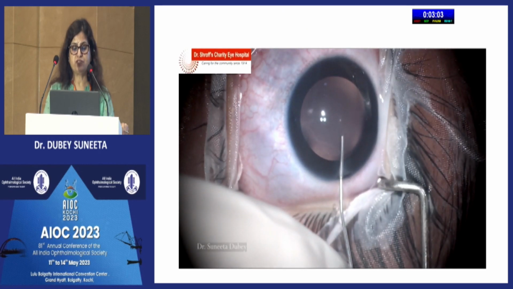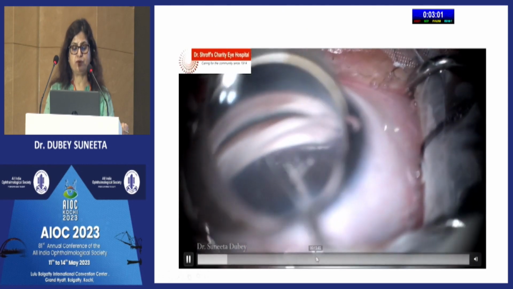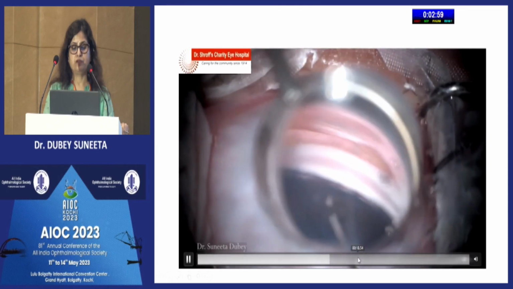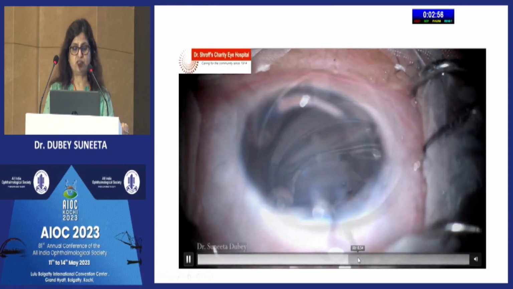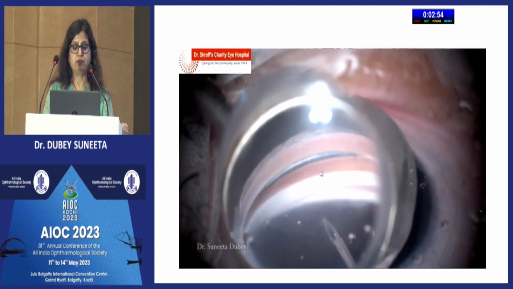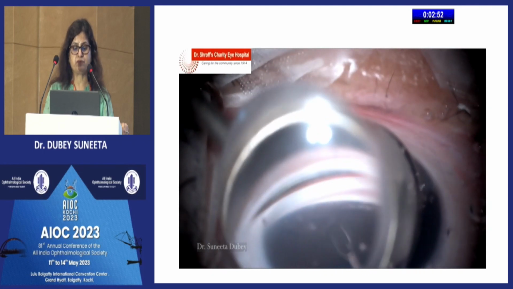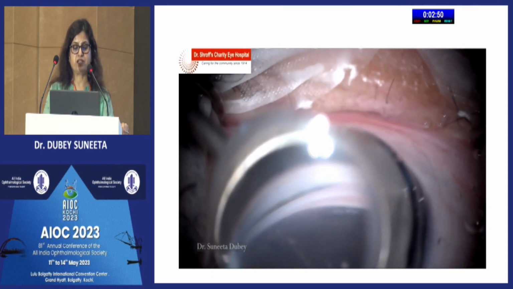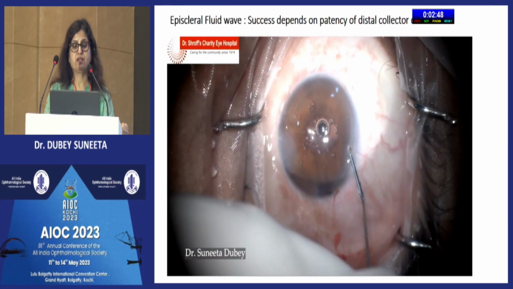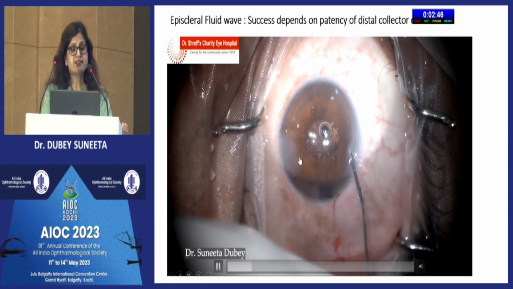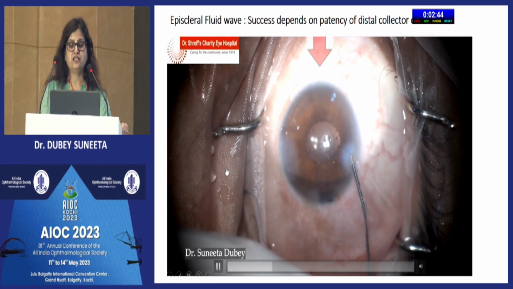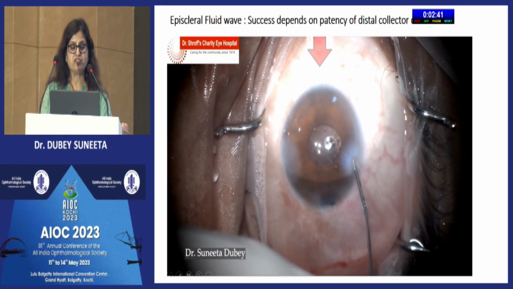So you can remove the strip as in this video, after completion of the procedure, with the help of this micro forceps. So you can just take out the strip nicely. Also, it is important to elicit this episcleral fluid wave. So when you hydrate, you can see blanching of the vessels.